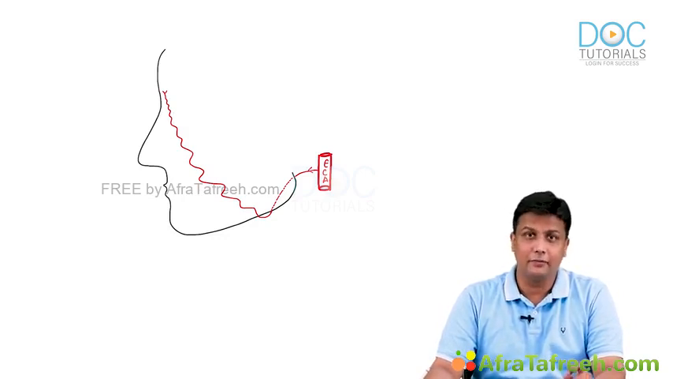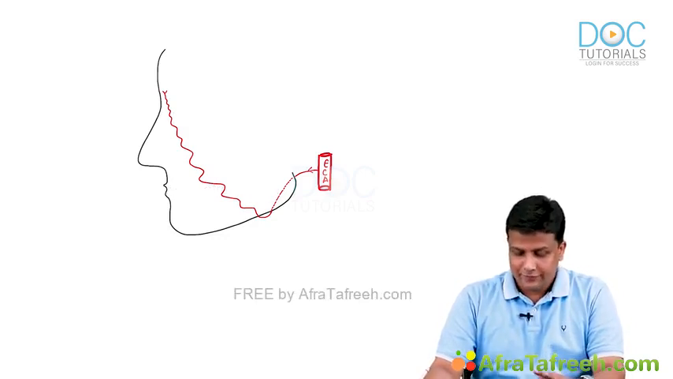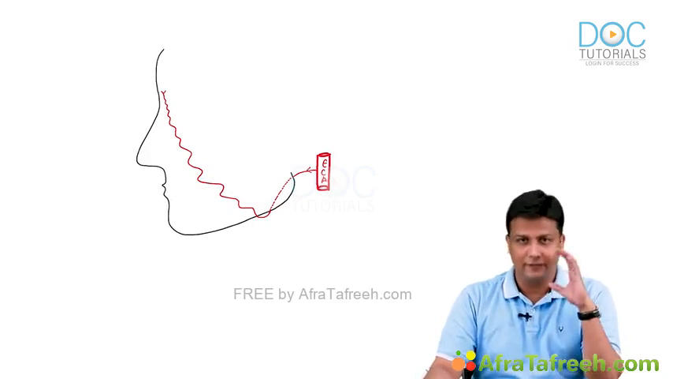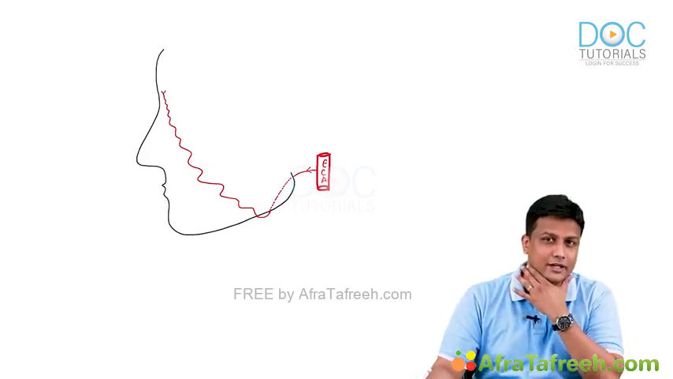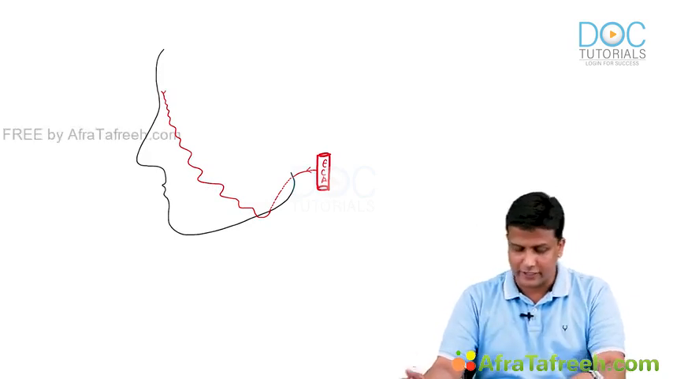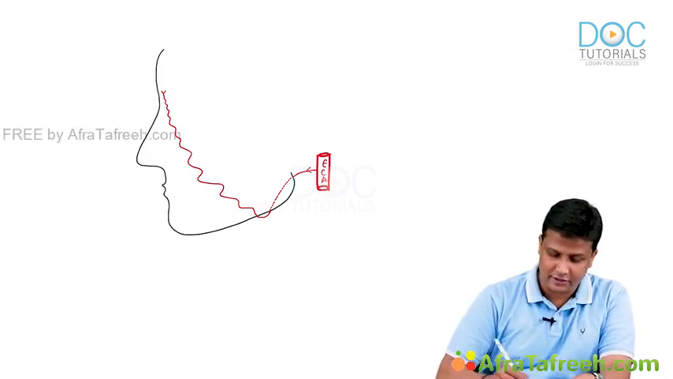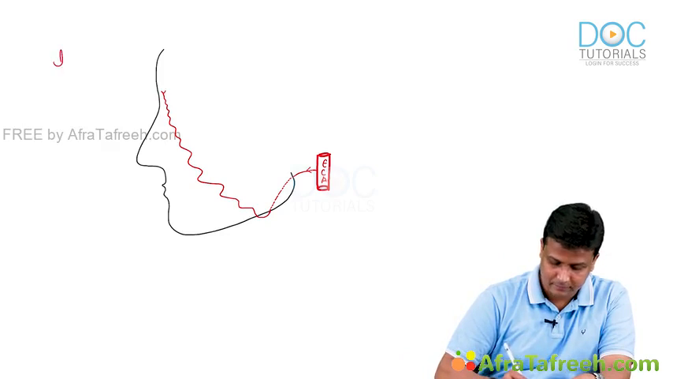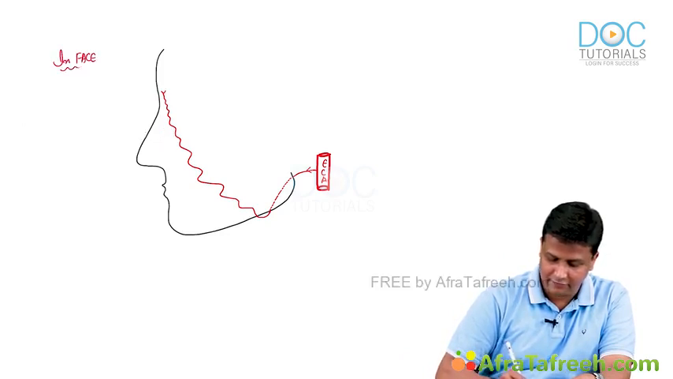And now let us see the branches given with the facial artery. The facial artery will give branches in the face, and it will also give a few branches in the neck region. So let us divide those branches, guys, into two categories. First, the branches which are given in the face. Let us see what are the branches given by the facial artery in the face.